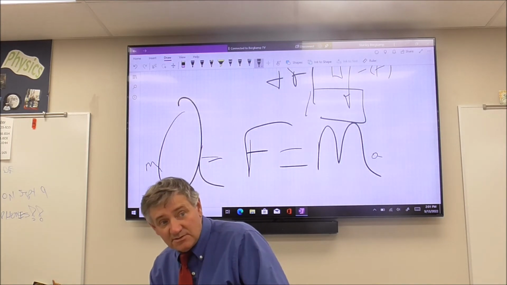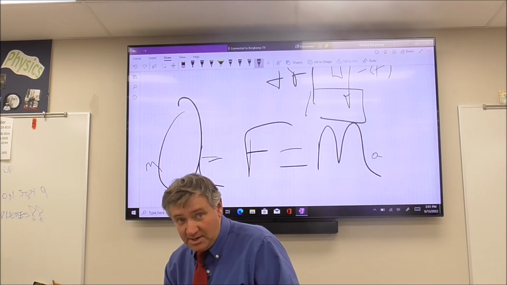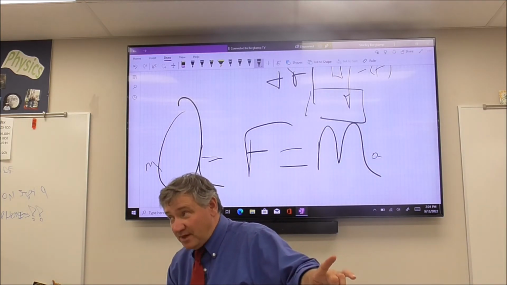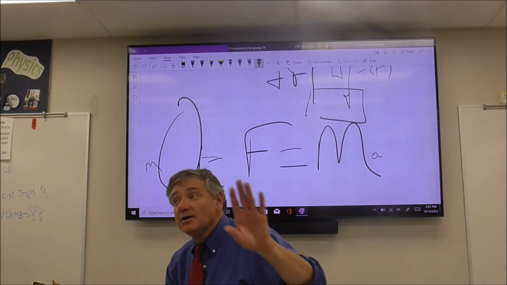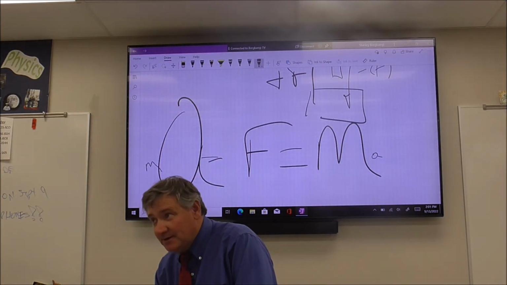Notice that Newton's third law doesn't say accelerations are equal and opposite. I wouldn't do this demonstration if that was Newton's third law. Forces are equal and opposite. Got that idea? Okay.